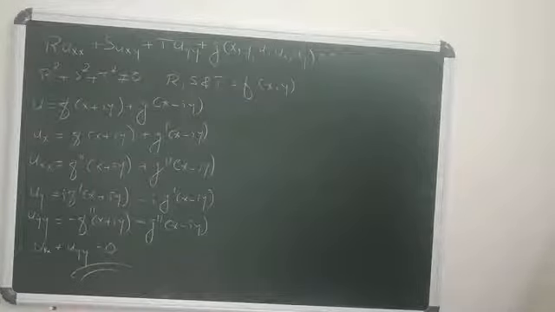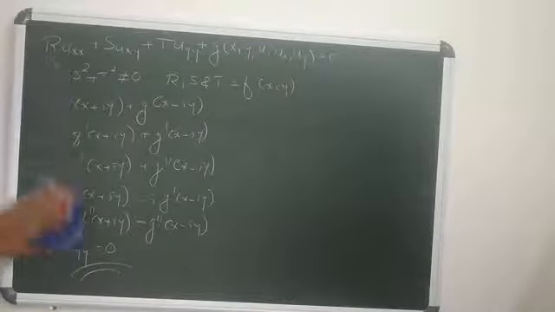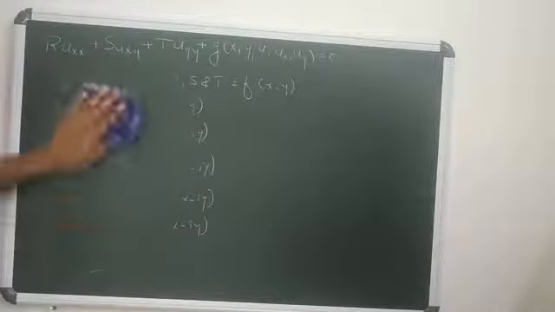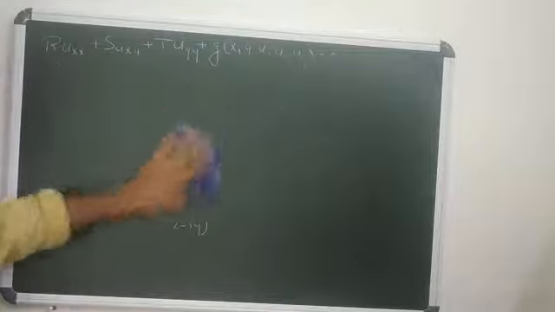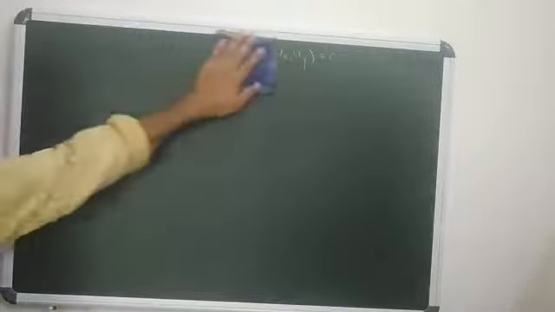So the partial differential equation is of the form R u_xx + S u_xy + T u_yy + G(x, y, u, u_x, u_y) = 0, where R square plus S square plus T square differs from 0, as well as R, S and T are functions of x and y alone. Such type of partial differential equations are known as second order partial differential equations. Now consider the linear one-dimensional wave equation.